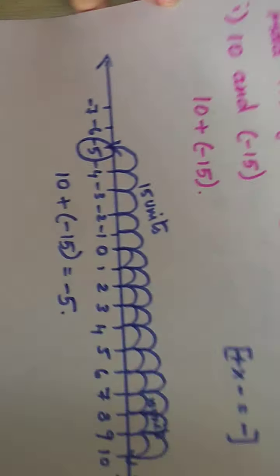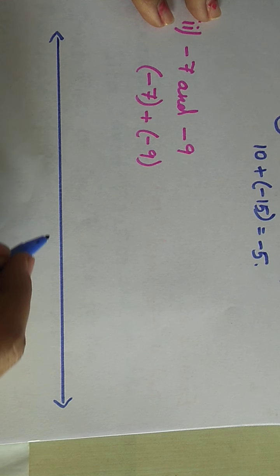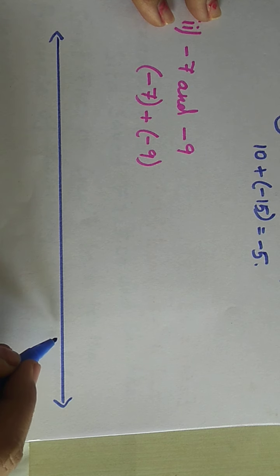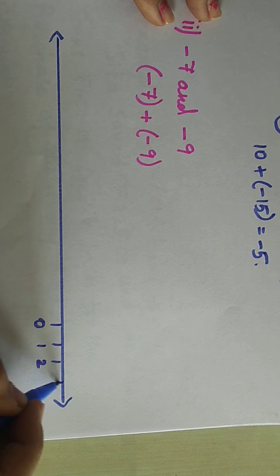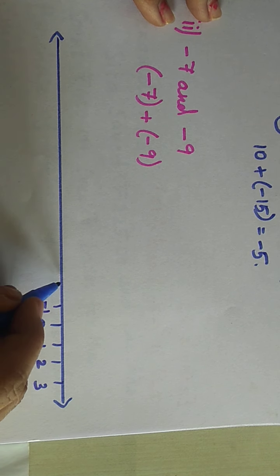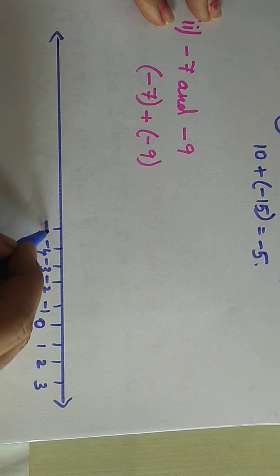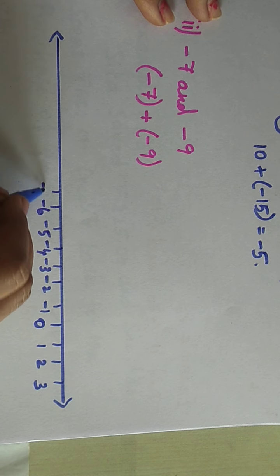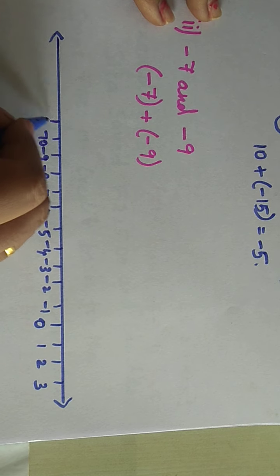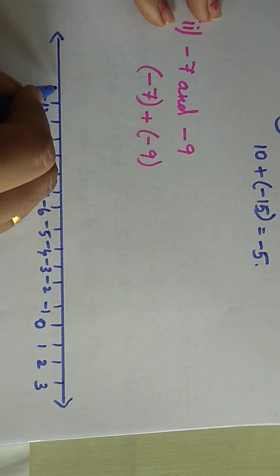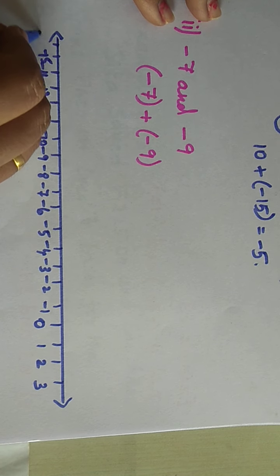Likewise, another example they have given here: minus 7 and minus 9. Both are minus, so you can take it from here, that is 0. So 1, 2, 3. Now here minus 1, minus 2, minus 3, minus 4, minus 5, minus 6, minus 7, minus 8, minus 9, minus 10, minus 11, minus 12, minus 13, minus 14, minus 15, minus 16.